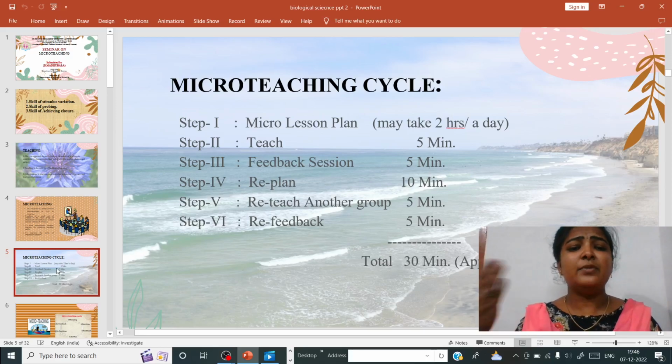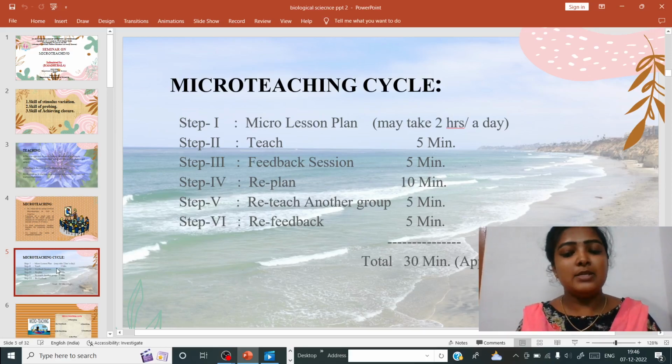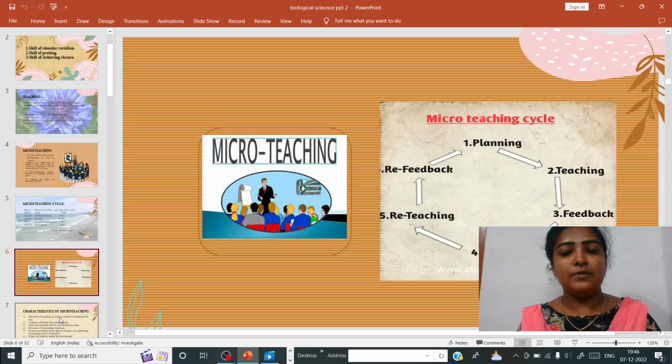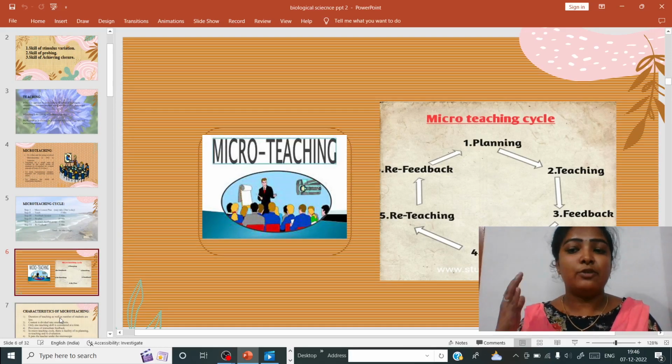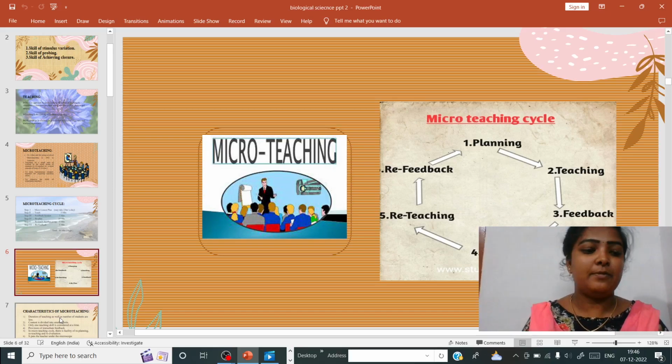After that we have to replan the session for 10 minutes. Then we reteach, for another group or another topic for the same group, for 5 minutes. After that we give feedback for 5 minutes. In total, approximately 30 minutes finishes the micro teaching cycle. This is the diagrammatic representation of the micro teaching cycle. First we plan, then teach and give feedback, and if there is any drawback we replan, reteach and re-feedback.